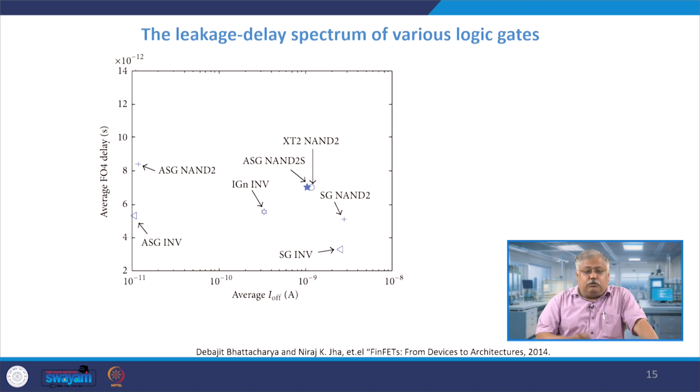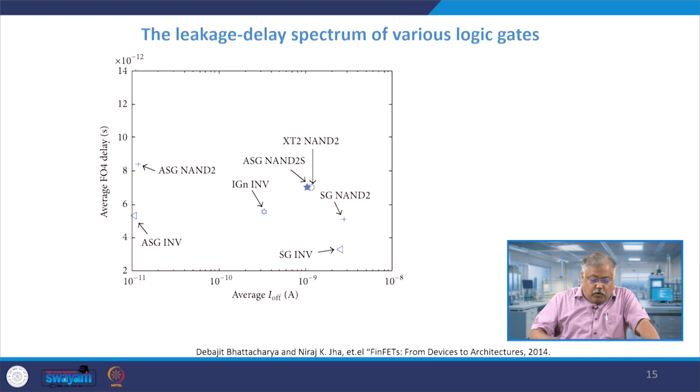Now let us look at the leakage delay spectrum of various logic gates. On the y axis you have the average FO4 delay, and on the x axis you have the average I off. I off is basically the leakage current which you get. I off means when your gate voltage is lower than the threshold voltage, you have subthreshold leakage, direct tunnel leakage, and so on and so forth.